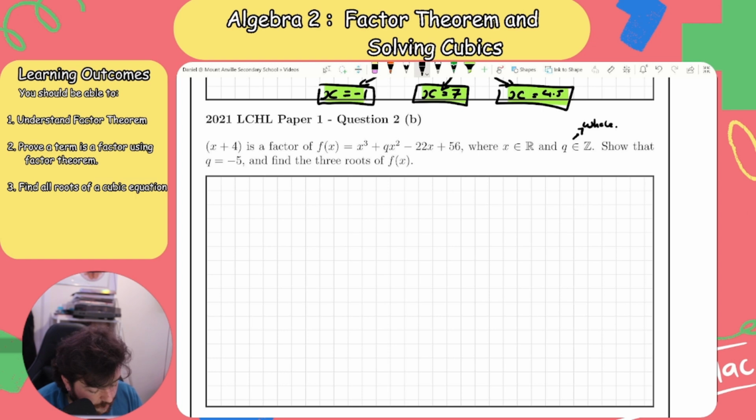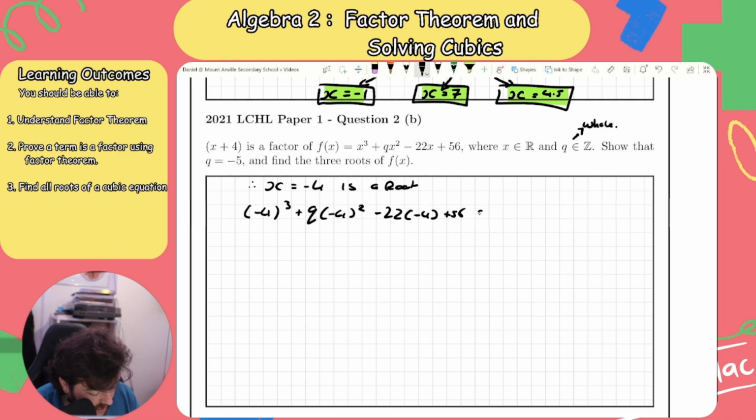So I want to prove that q is minus 5. So I want to solve for the missing coefficient here. So I'm going to sub in. If x plus 4 is a factor, therefore x is equal to minus 4 is a root. So therefore, when I sub x is minus 4 into this equation, I should get 0. So minus 4 cubed plus q times minus 4 squared minus 22 times minus 4 plus 56 equals 0.